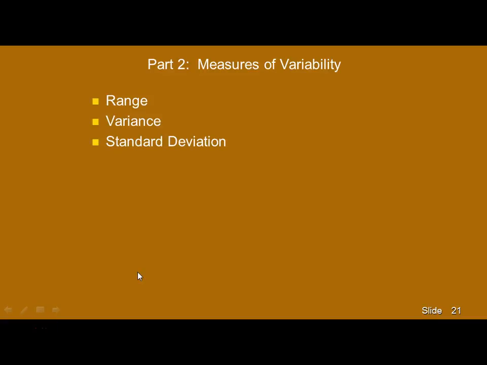Okay, let's get back to Module 3, and the second part of Module 3 is on measures of variability. We're going to look at the range, the variance, and the standard deviation as measures of variability. Most of our efforts here will be focused on the variance and standard deviation. As we'll see, the range is a very simple measure of variability, but it doesn't have too much usefulness for our purposes. But let's start with the range.